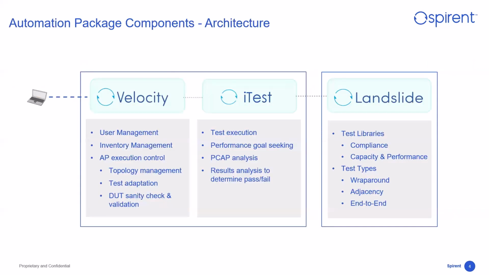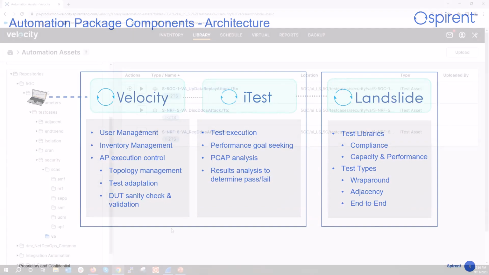Our security automation solution combines three Spirent products. Velocity, which is responsible for orchestration. It manages the test topologies and the resources. iTest provides the automation framework. It controls test execution, including repeated test iterations for goal-seeking tests, and it performs the result analysis to determine the pass or fail. And Landslide, which is the execution platform and is connected to the SUT and the home of the automation test pack libraries.